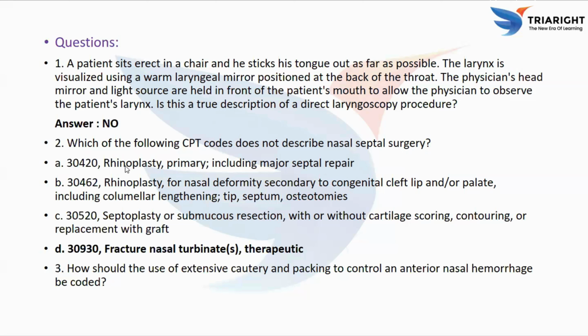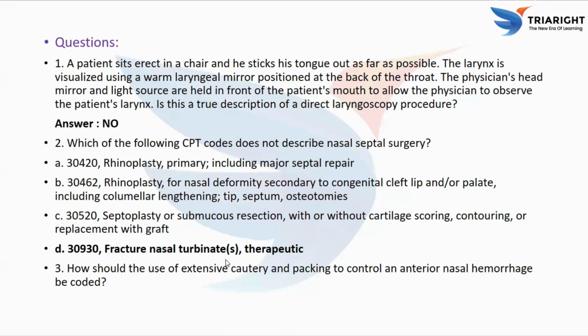And question 2, which does not describe the nasal septal surgery? So look at each option. 30420, it's rhinoplasty, a primary including major septal repair. And 30462, the second option, it's for cleft lip repair. And 30520, it's for septoplasty or submucous resection. This is a main septal surgery code. And 30930, it's a fractured nasal turbinate therapeutic. This is a turbinate surgery, but it's not a septal surgery. So the correct answer here is 30930.